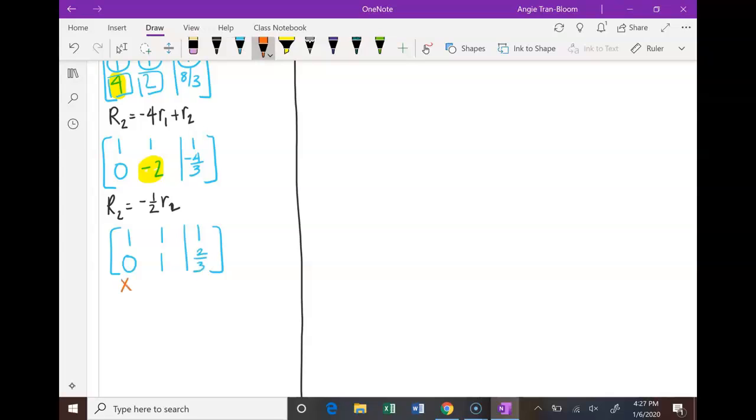As you know, this is x, this is y, and then equals a constant. So right away, you have y equals 2/3. Bam, you're done with y. This can be rewritten as x plus y equals 1.